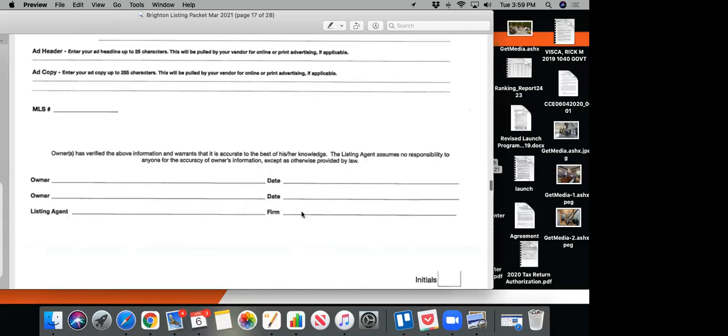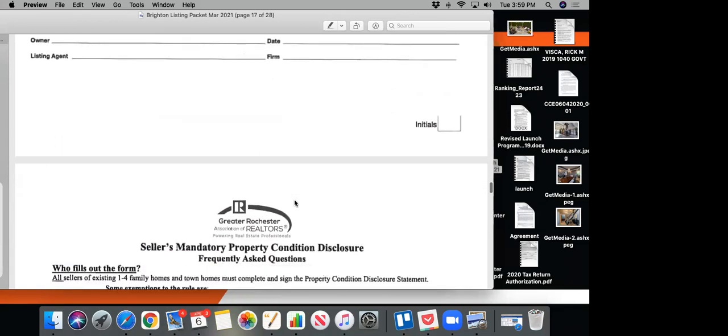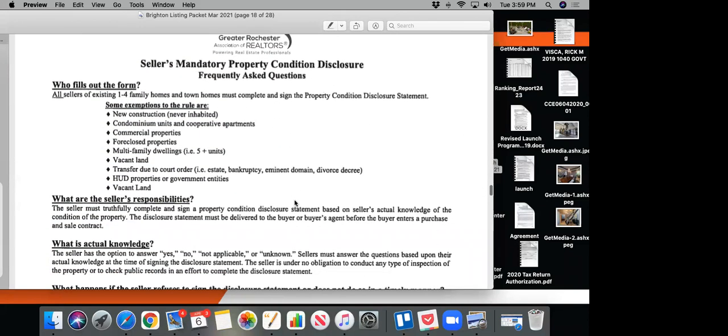Listing agent, we sign, the firm, they sign, date, and they initial every page. This is the property condition disclosure. So all sellers must fill this out. Exceptions are new construction, condominiums, commercial properties, foreclosed properties, 5+ multi-unit dwellings, land, HUD properties, or vacant land. Okay.